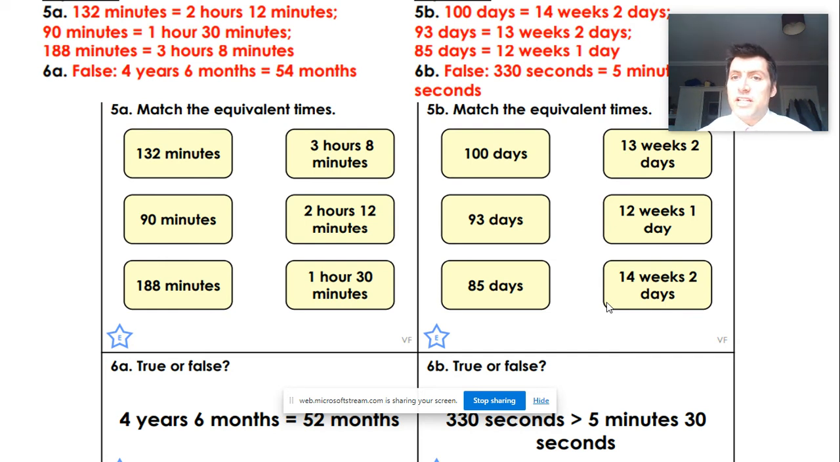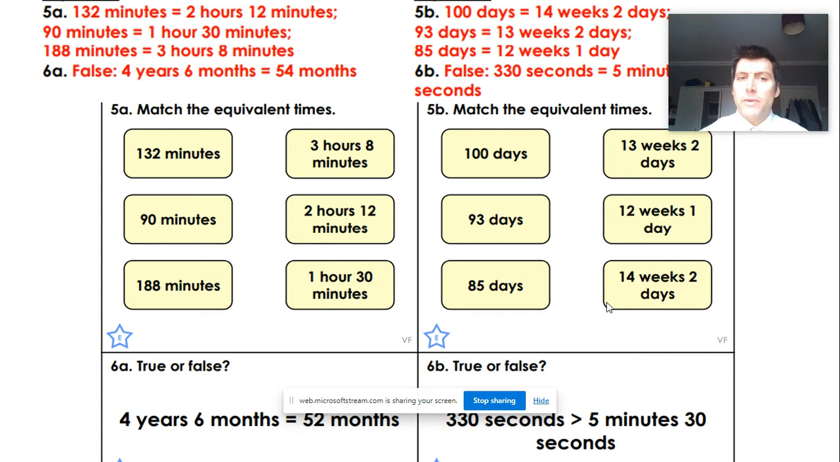Looking over at our days and our months, our weeks and our years, on the right-hand side for 5B, we can see that 1 week is 7 days, so 7 times 10 is 70, so 70 days is 10 weeks. 4 times 7 is 28, so 14 weeks is 98 days, and then we need 2 more to make 100, and we can work through the other ones.